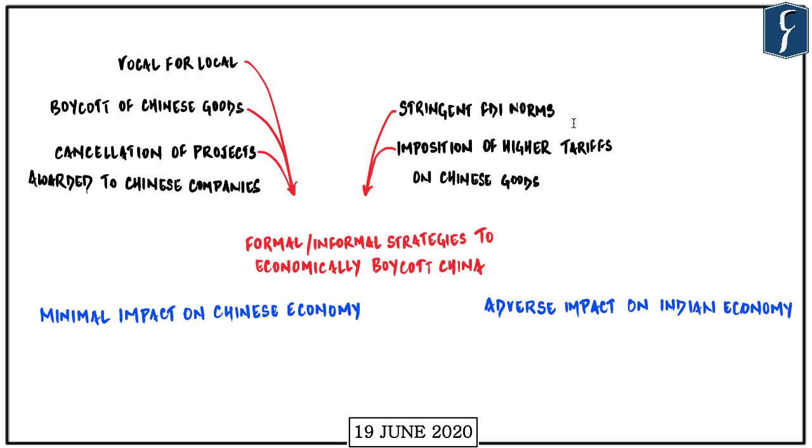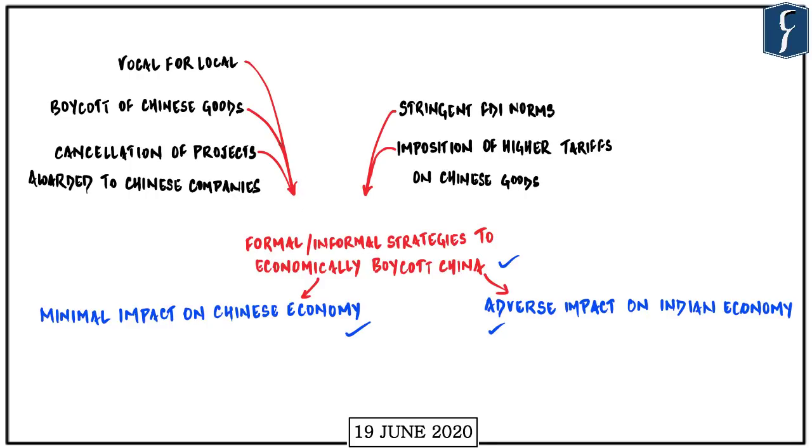Now, it is against this backdrop that we are going to talk about the formal and informal strategies adopted by India to economically boycott China and the challenges which are still associated with such strategies. So, first, starting with the formal and informal strategies which we have adopted.